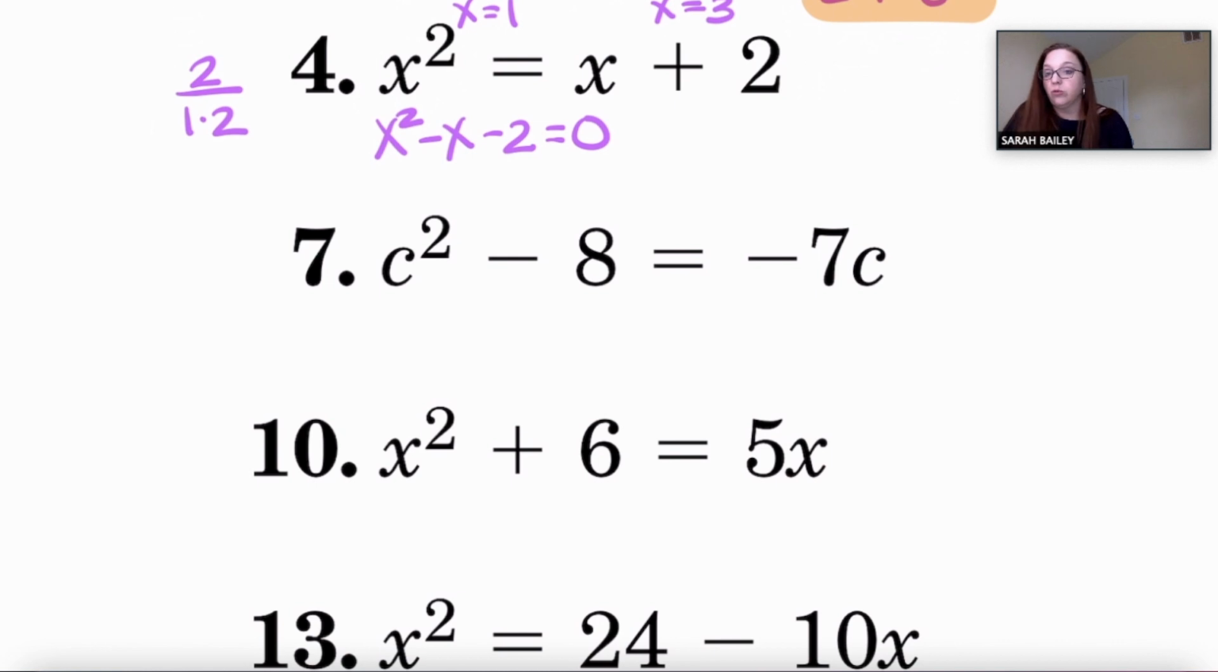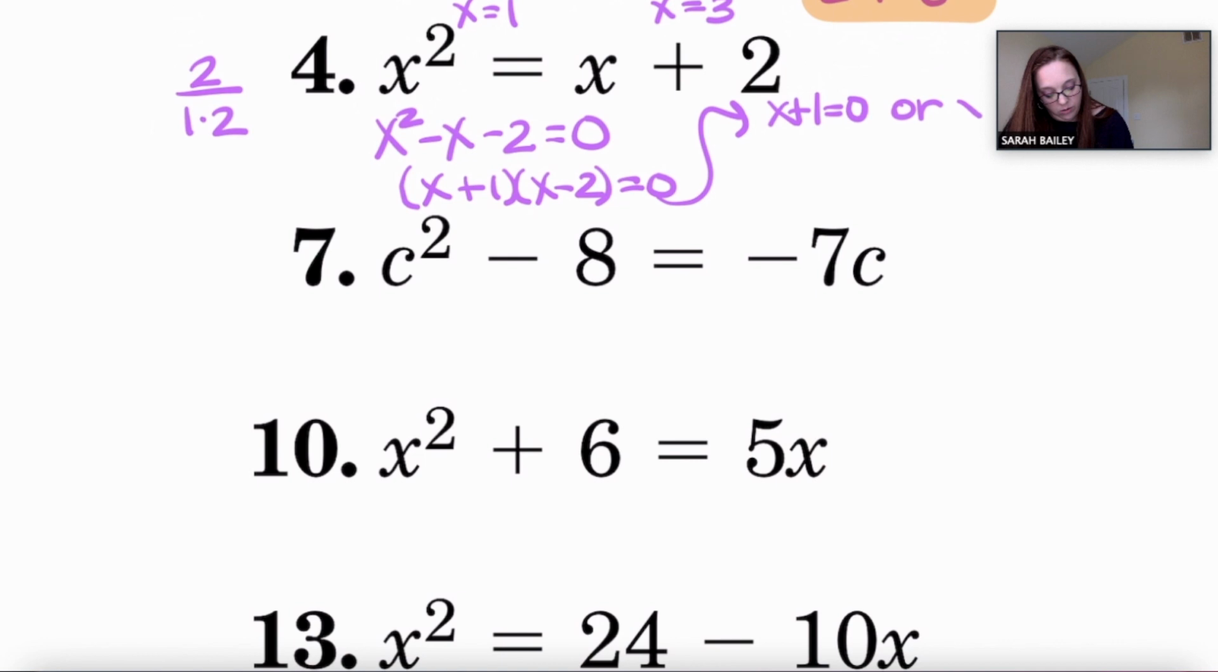Well, the factors of 2 are just 1 and 2. So this is going to be x, that's an x. I know it's a 1 and a 2, and I'm trying to get a negative 1. So 1 plus negative 2 would give me negative 1. Okay? So that means that either x plus 1 is 0 or x minus 2 is 0. So x is negative 1 or 2. So there's my solution set.